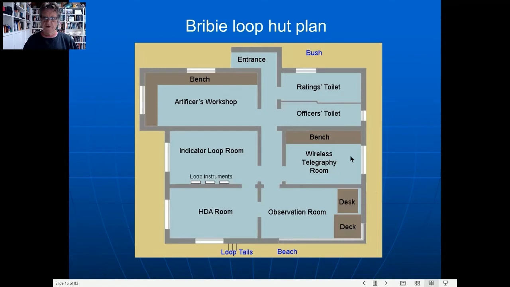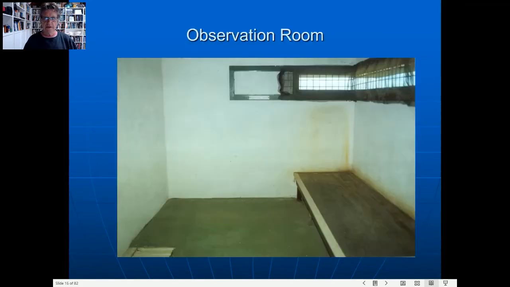porcelain. Wireless telegraphy room, where they'd be able to radio through to the control centre, which was probably about 20 kilometres away, at a place called Caloundra. Okay, let's move on. Just having a look inside the observation room.